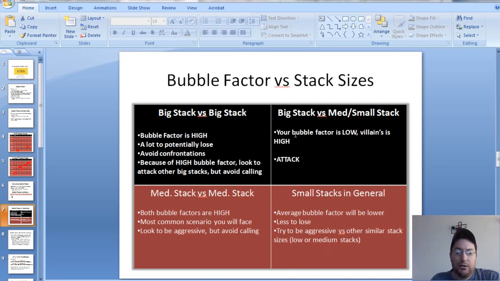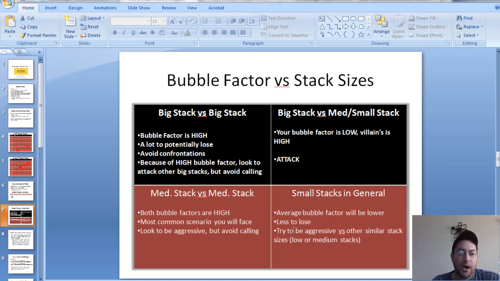So now let's take a look at the flip side. Let's say you're the big stack versus some medium or small stacks. The medium or small stacks have a lot more to lose because if they lose against you, they're out. If you lose against them, you're probably not out. So your bubble factor is low, theirs is high, you want to be on the attack. And in general, when you're a smaller stack, your bubble factor is going to be lower because you have less to lose. You still want to be attacking other similar stacks because their bubble factor against you is high as well. Whenever you're equal in stack to somebody, that's where typically the higher bubble factors will come into play.